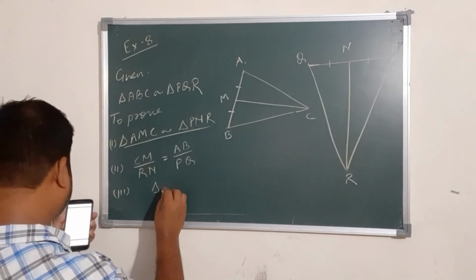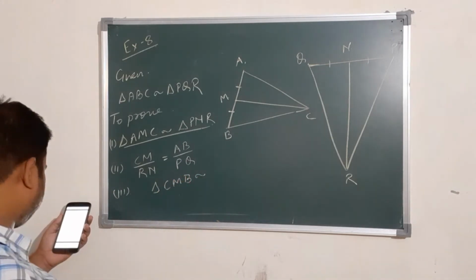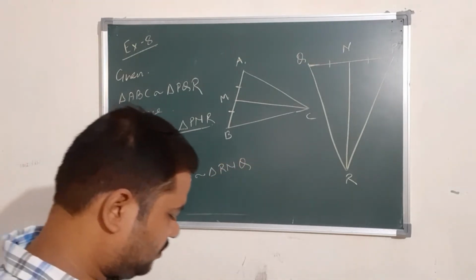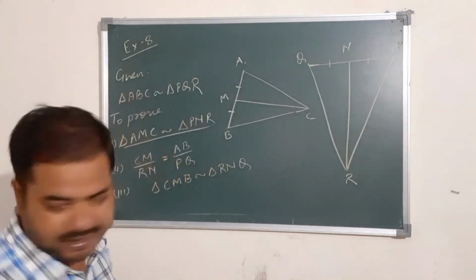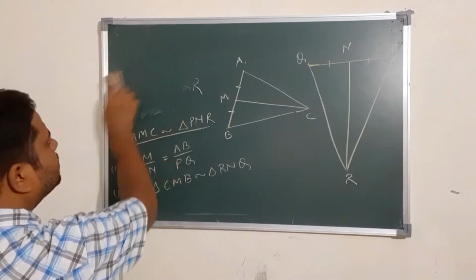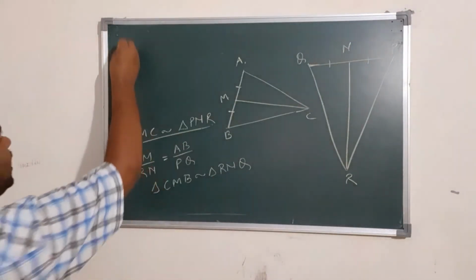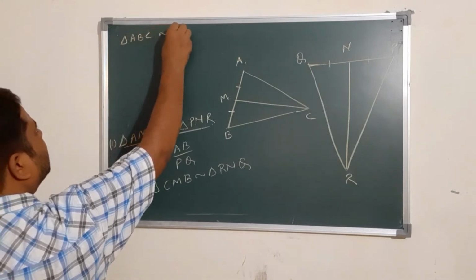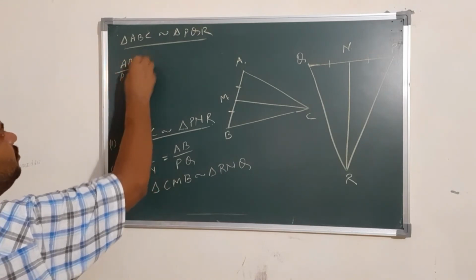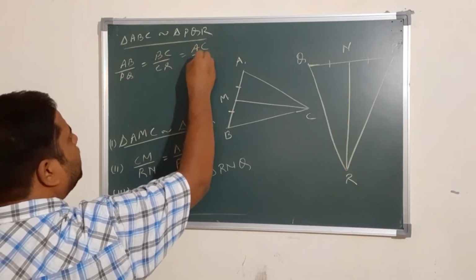And the third one is triangle CMB is similar to triangle RNQ. So first, we are going to see how to prove the first question. Here, what is given? Since triangle ABC is similar to triangle PQR, so AB upon PQ, BC upon QR and AC upon PR are in the same ratio.